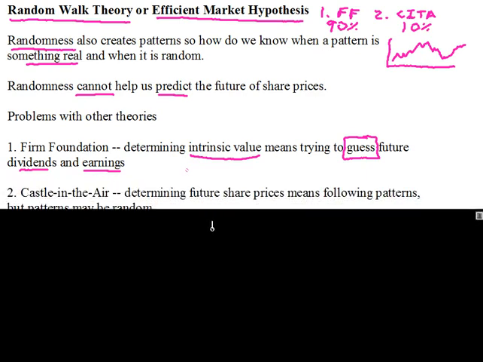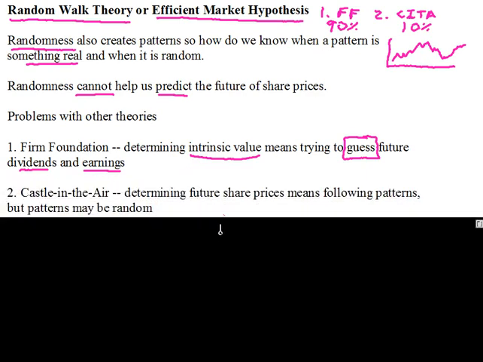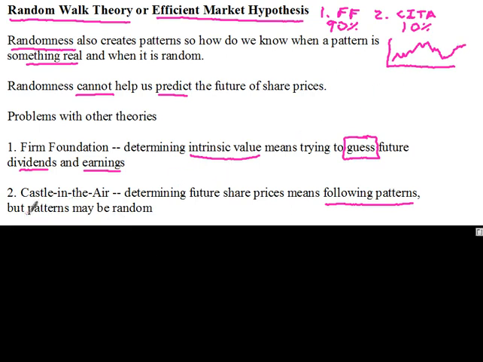The criticism of the castle in the air, which I already talked about a little bit at the very beginning, is that determining future share prices means following patterns. They look at these price patterns over time, look for those patterns, and try to use them to predict what will happen to prices tomorrow. However, the random walk guys argue that those patterns may be random. And if those patterns are random, then they don't give us any indication of what prices are going to do tomorrow.